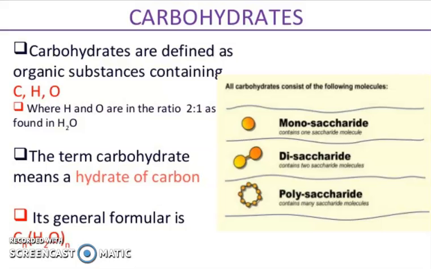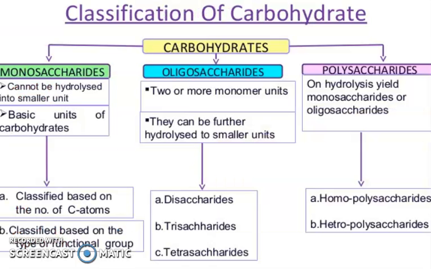The general formula is Cn(H2O)n. So monosaccharide, disaccharide and polysaccharide. Classification of carbohydrate: monosaccharides, oligosaccharides and polysaccharides. Monosaccharides cannot be hydrolyzed into a smaller unit. They are the basic unit of carbohydrates, classified based on the number of carbon atoms and on the type of functional groups. Oligosaccharides have two or more monomer units. They can be further hydrolyzed to smaller units: disaccharide, trisaccharide, tetrasaccharide. Polysaccharides on hydrolysis yield monosaccharides or oligosaccharides.